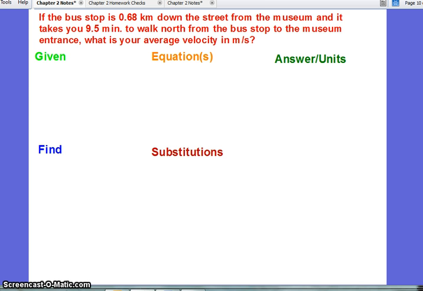It might seem pretty basic at first, but as we go along, sometimes the givens are difficult because it will say things like, comes to a stop, starts from rest, or something is dropped. In that case, we know that the speed is 0 in this circumstance.